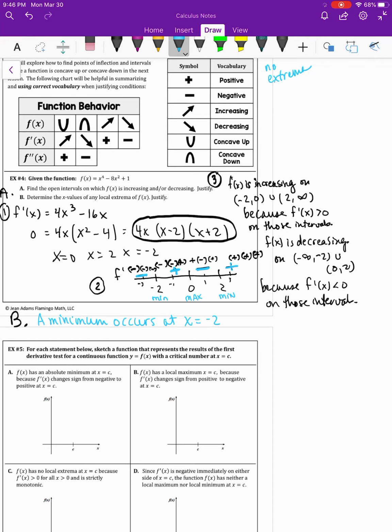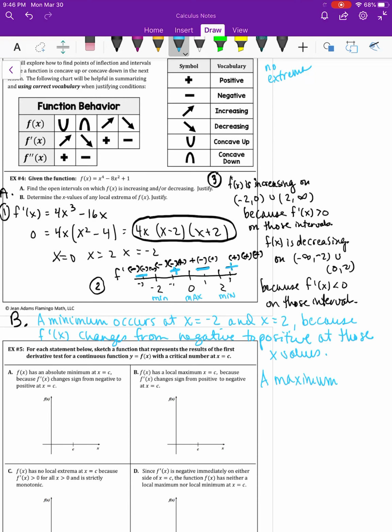So a minimum occurs at x equals negative 2 and x equals 2, because f prime of x changes from negative to positive at those x values.